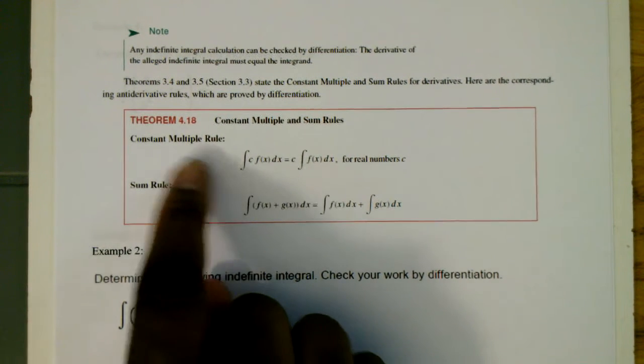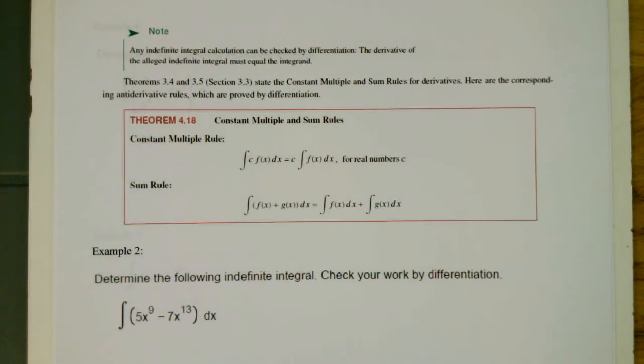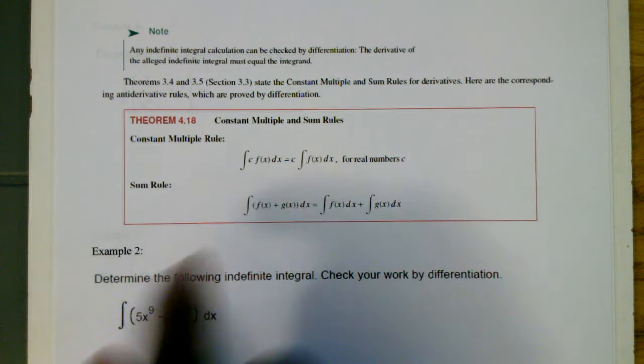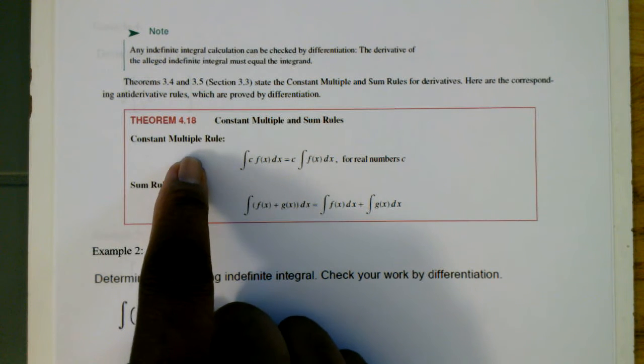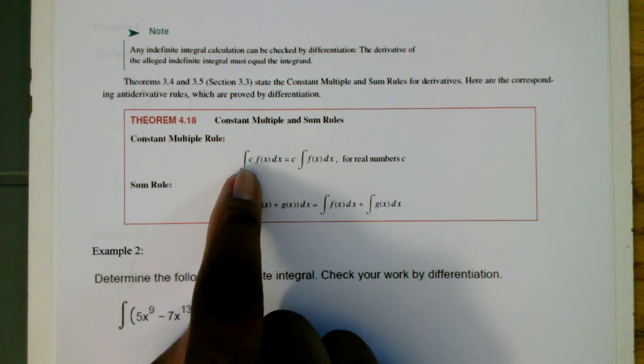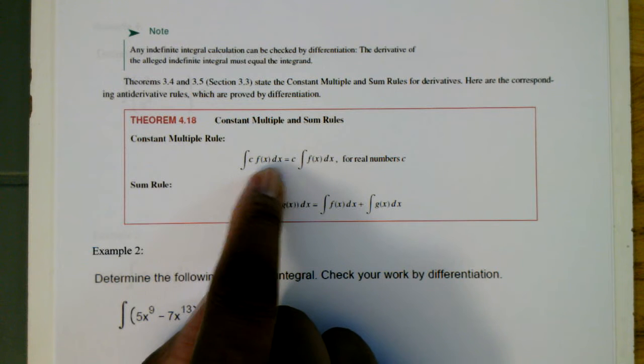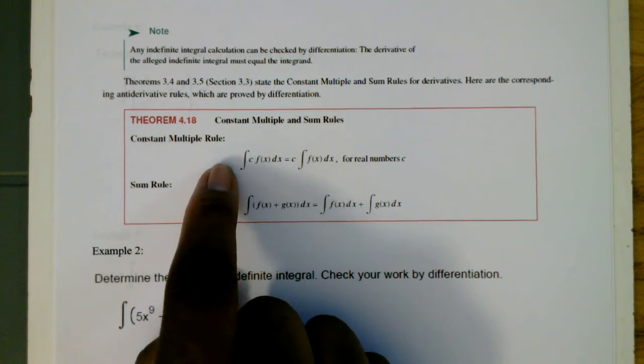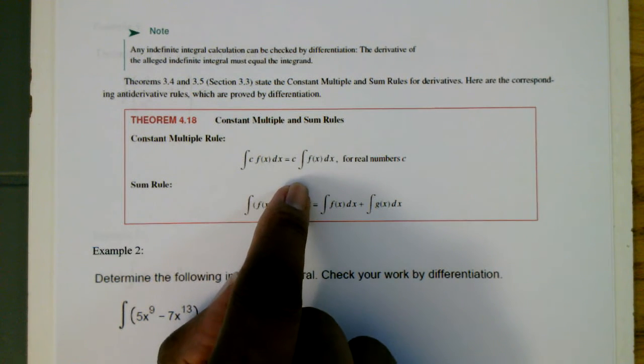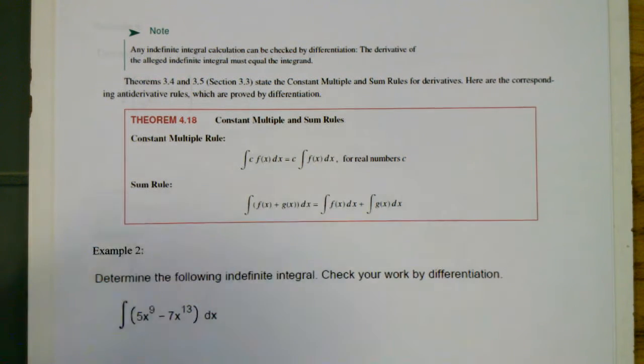Now we do have a constant multiple rule and the sum rule for integration as well, somewhat similar to taking derivatives. Starting with the constant multiple rule, the integral of some constant c times f of x dx is going to be this. I can pull the constant out in front of the integral symbol, so it'll be c times the integral of f of x dx, for some real number c.